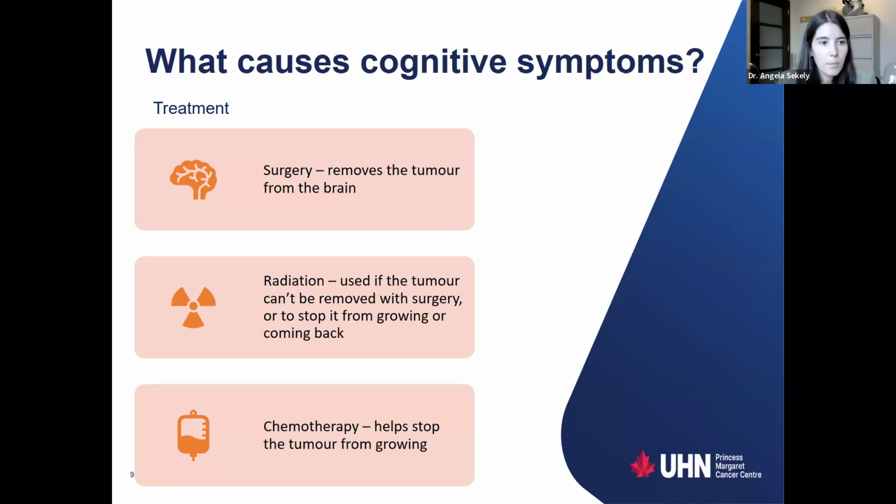Some other important things to consider in terms of causes of cognitive symptoms are the treatment that is received. So treatments are specific to each patient, but for people with brain tumors, they often involve surgery, radiation, and chemotherapy.